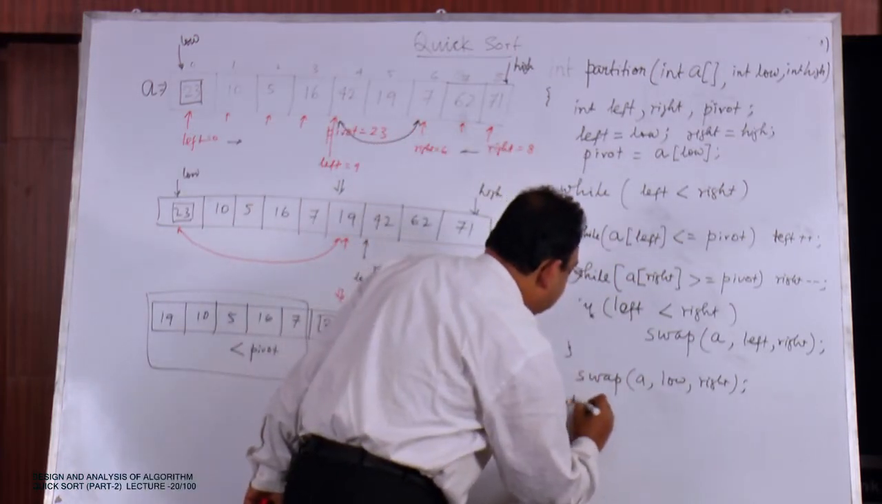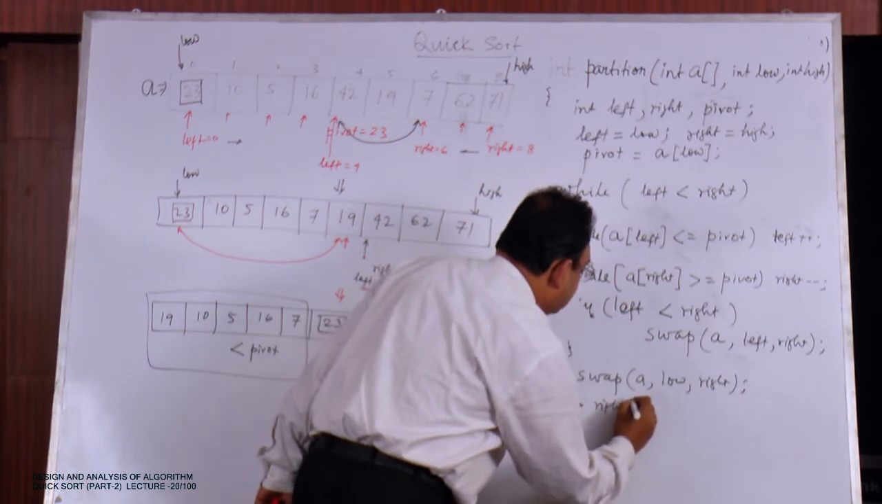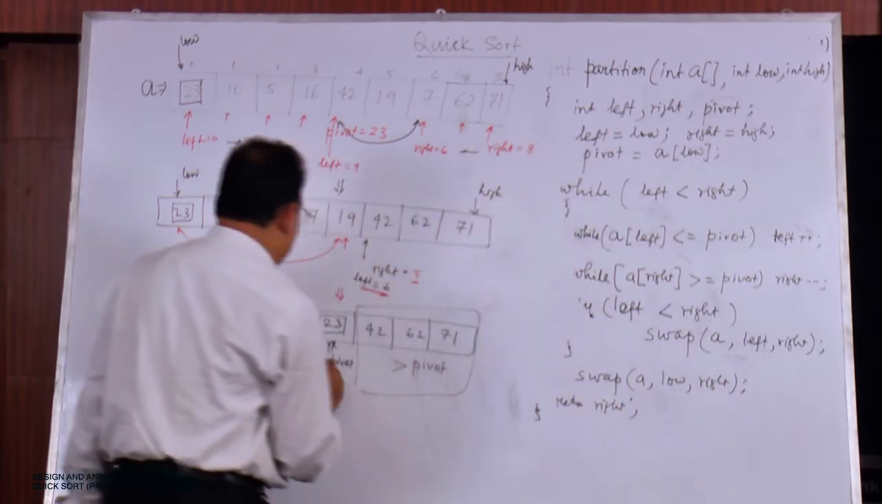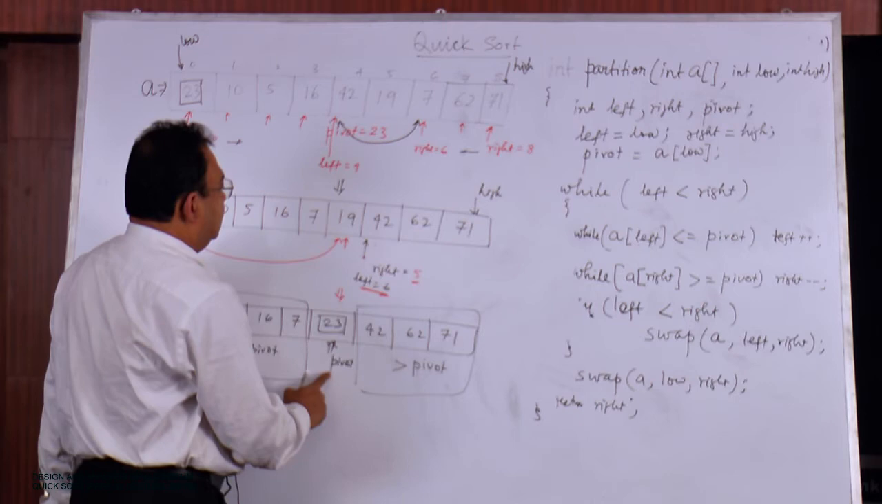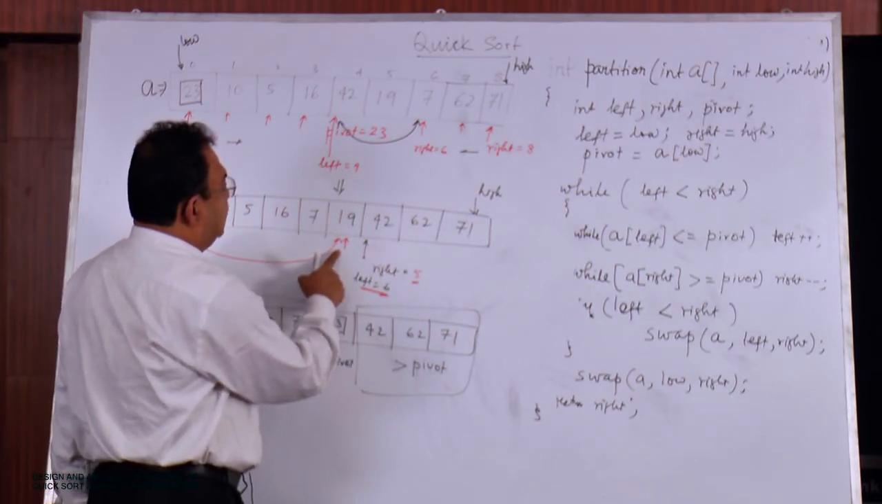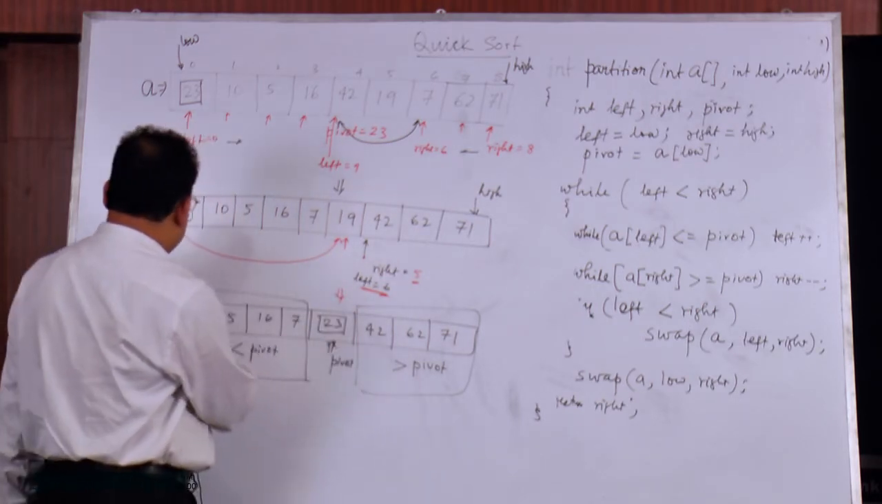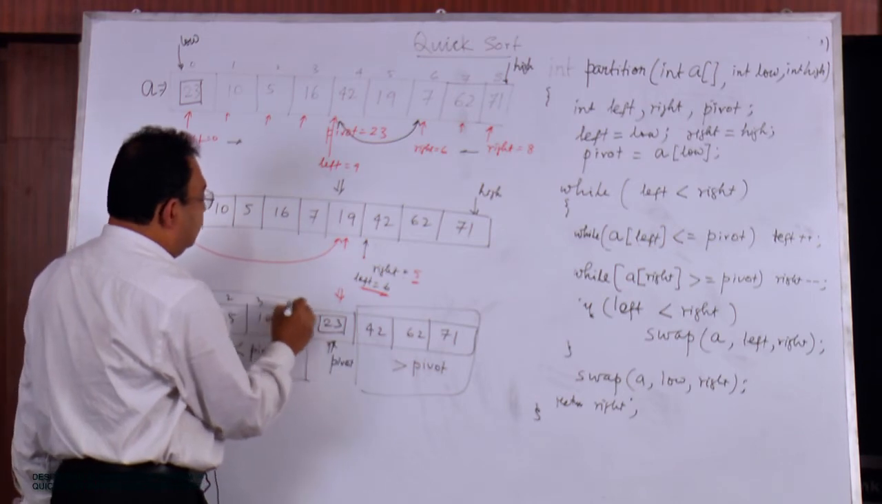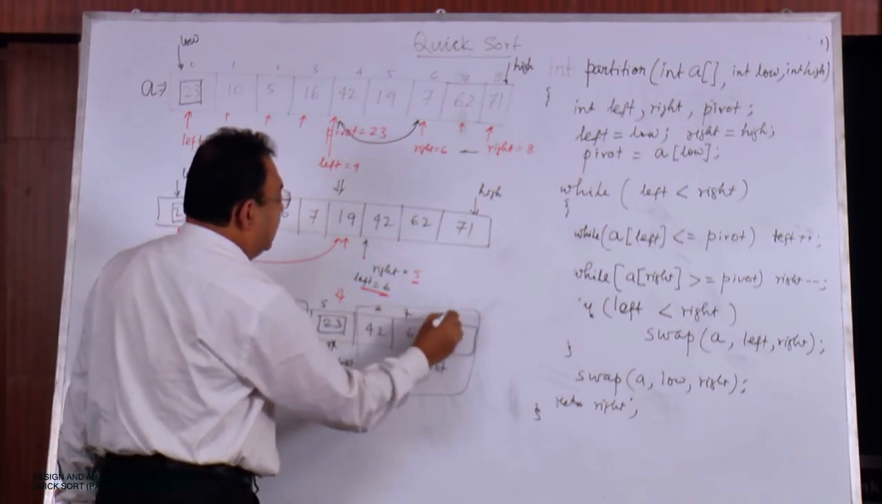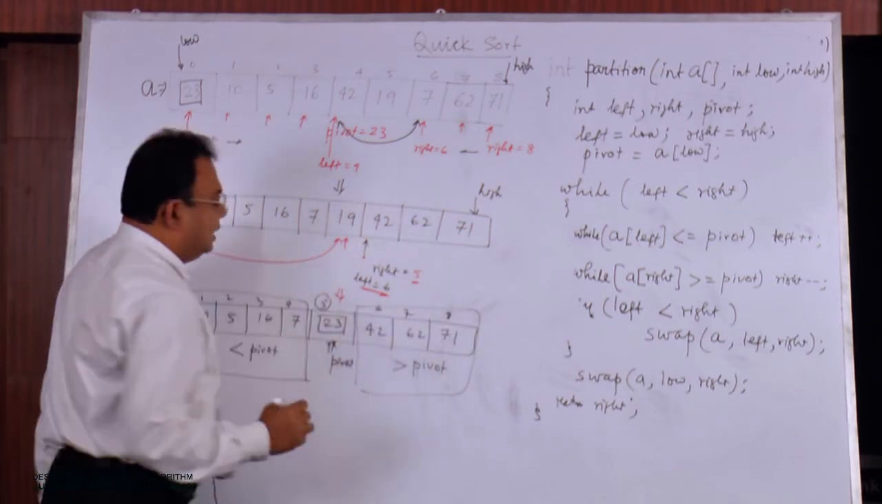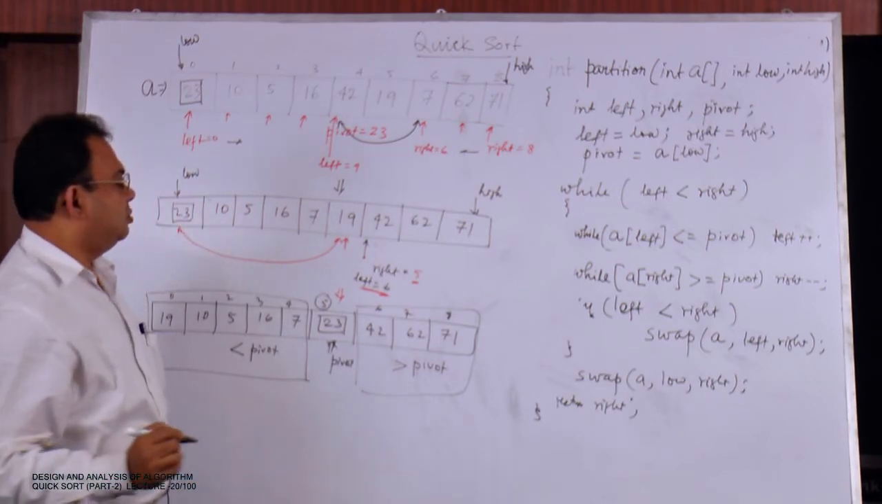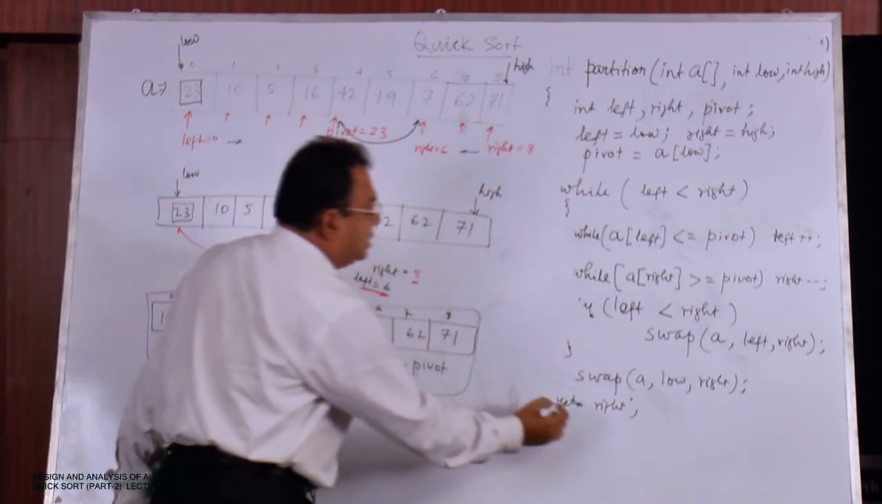So, return right. In this example, what is returned? It returns the position of right, that is 5. This is 0, 1, 2, 3, 4, 5, 6, 7, 8. So, this is the correct position of the pivot, and that is returned by this function.